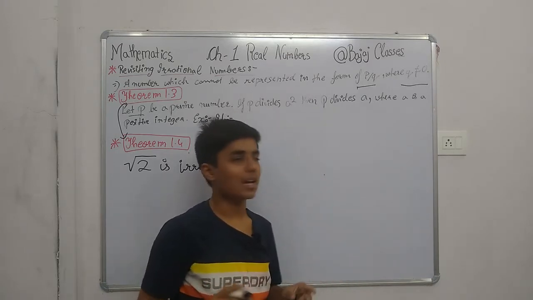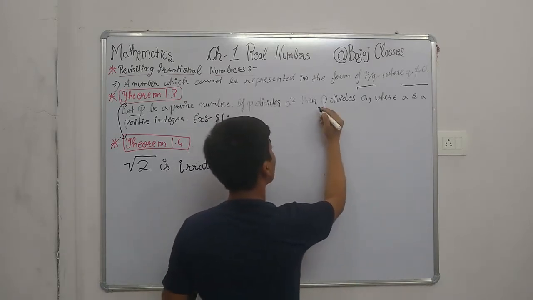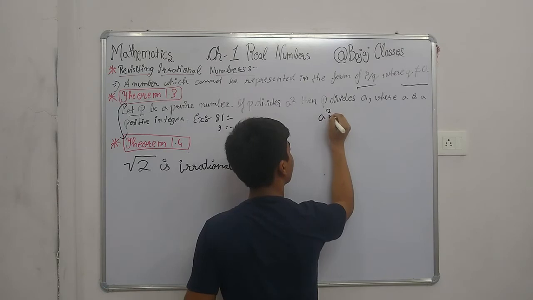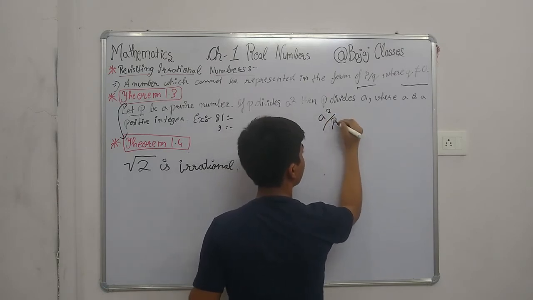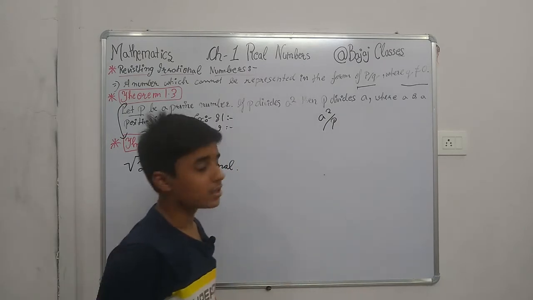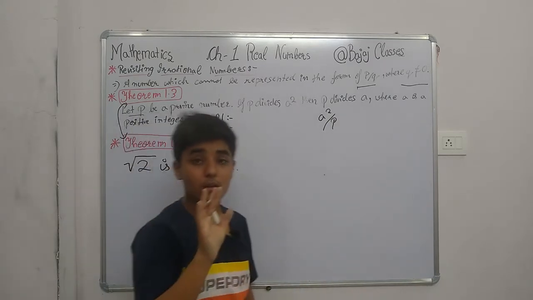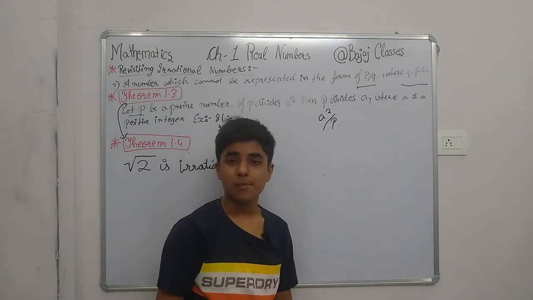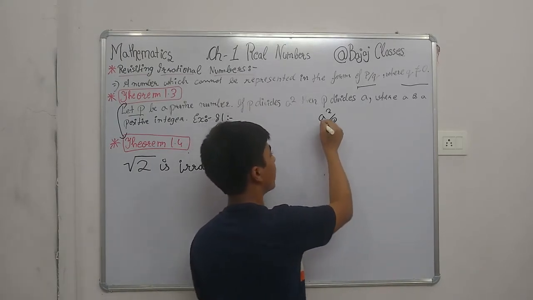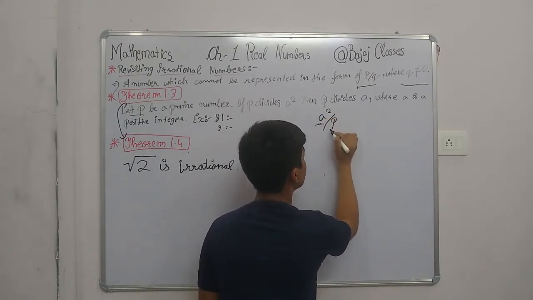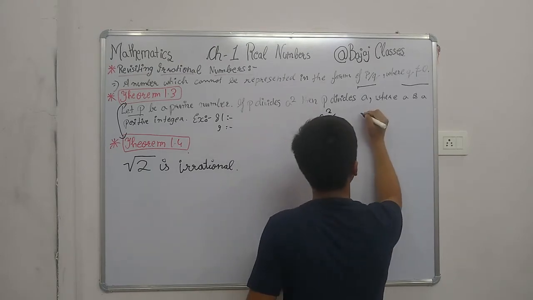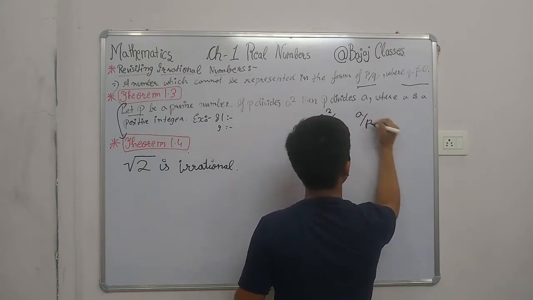This is so simple. We have a number a square. A square is divisible by p. P is a prime number, and a is a positive integer. We have taken p as a prime number. So if a square is divisible by p, then a will also be divisible by p.